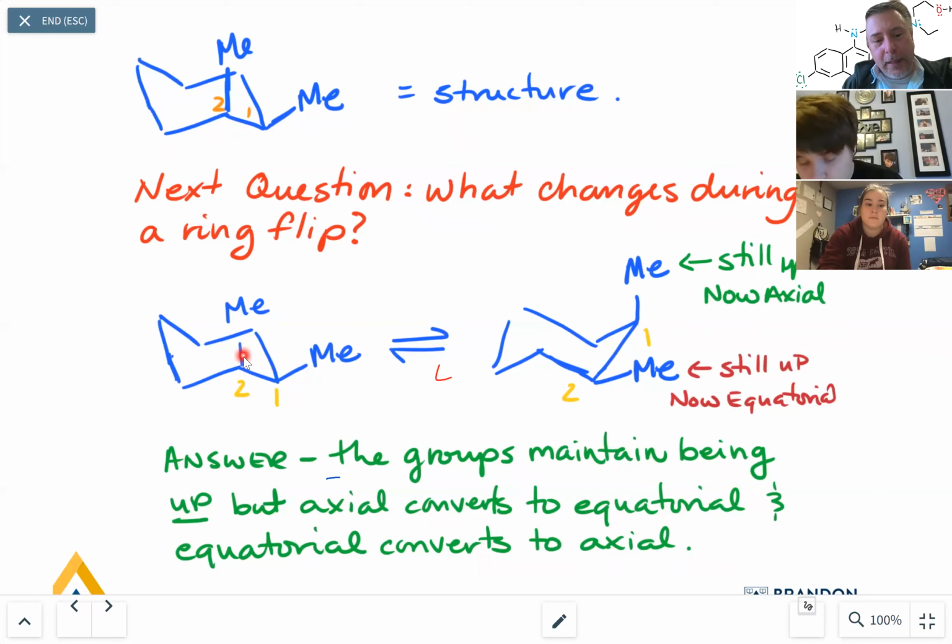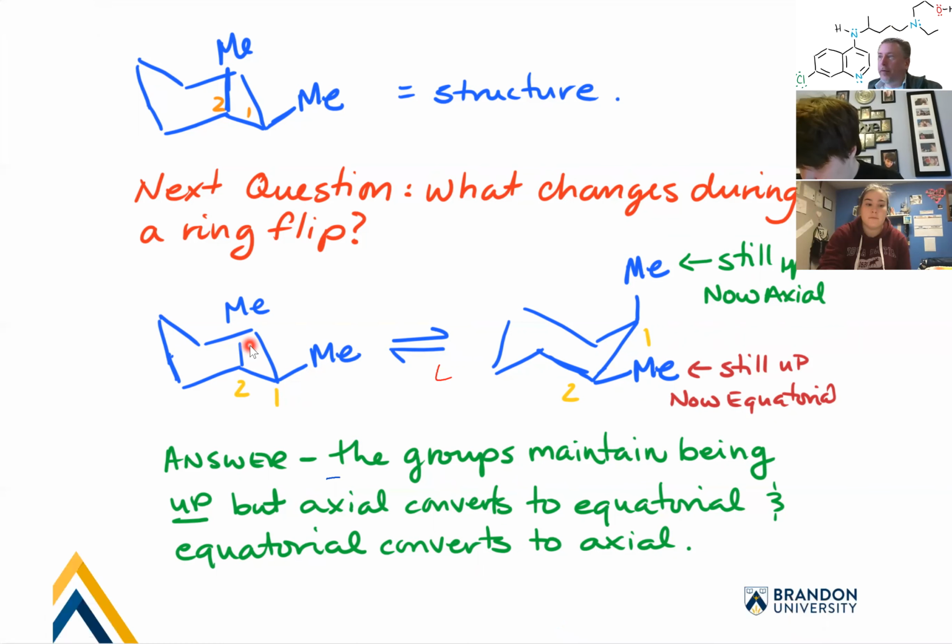But you'll notice that in each case, these methyl groups are still pointing up. They never go from pointing up to pointing down. They're always pointing up. So this conformational change doesn't change whether it's pointing up versus pointing down. It only changes if it's in an axial position versus an equatorial position. And those two interconvert.